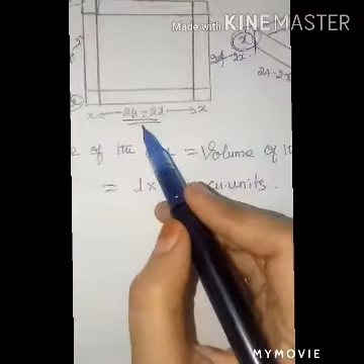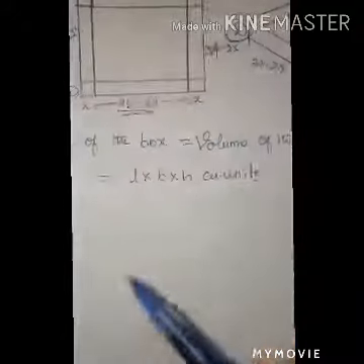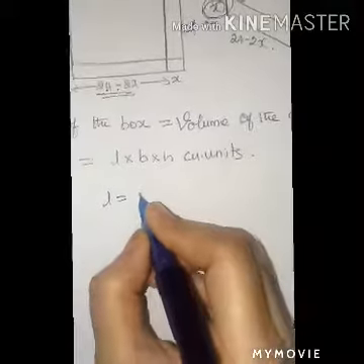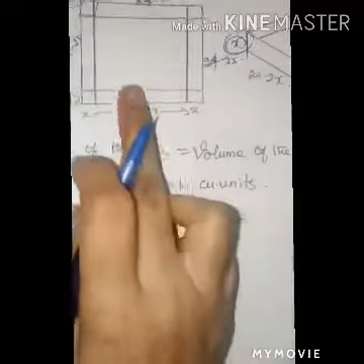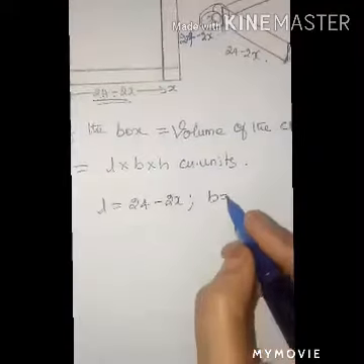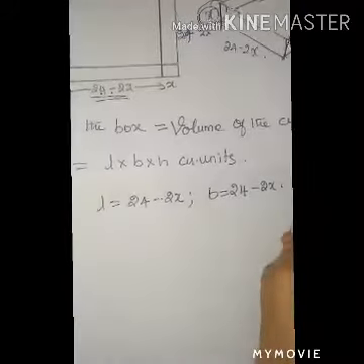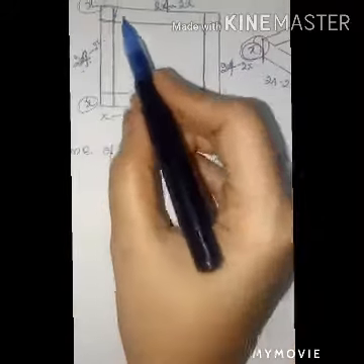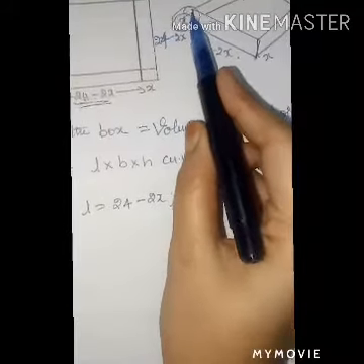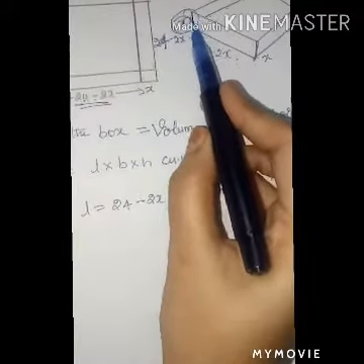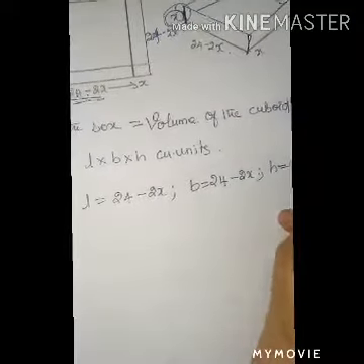See your diagram. Which is your L side? What is your length? 24 minus 2x. Right, L is equal to 24 minus 2x. Breadth is also 24 minus 2x. What is your height? Height is nothing but your corners. What is your height here? X. See this diagram, x is your height. So h is equal to x.